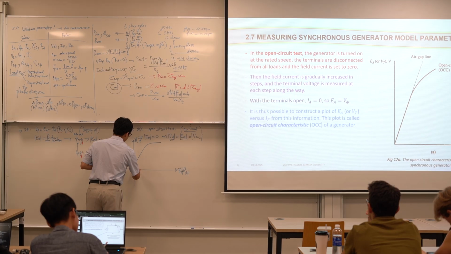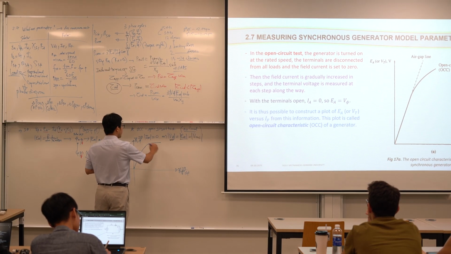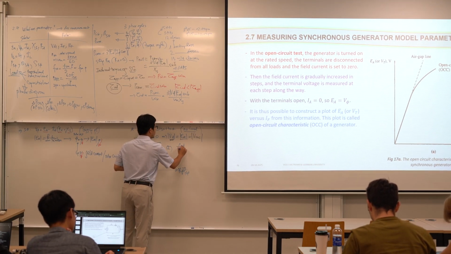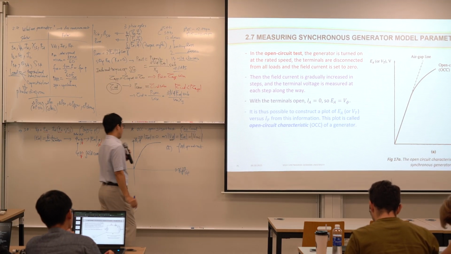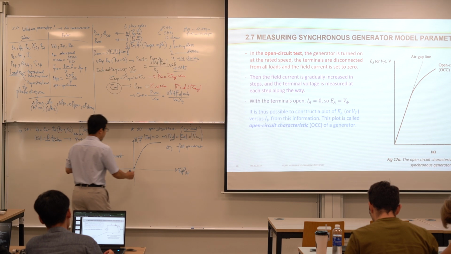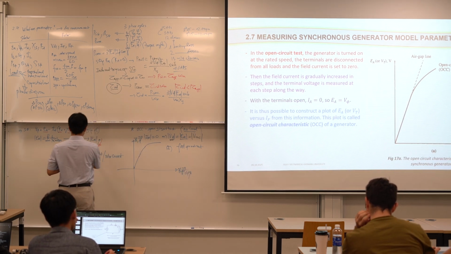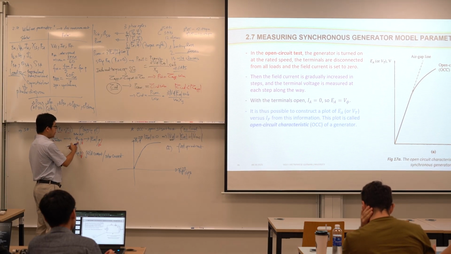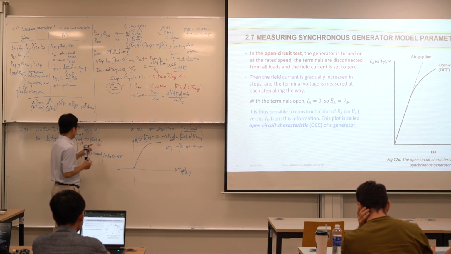I also explained to you why we only consider the first quarter. So when we increase IF, that means we increase phi m, right? We increase phi m, that means we increase EA. Do you agree with me?